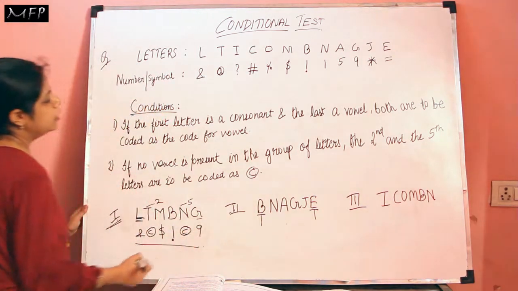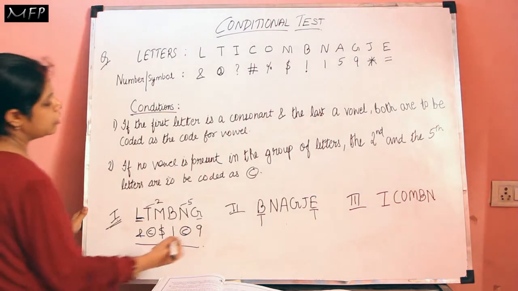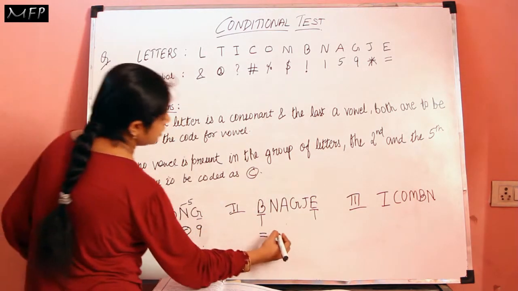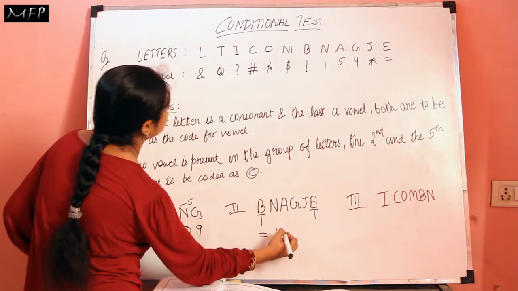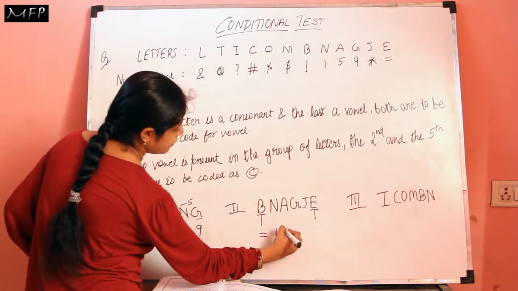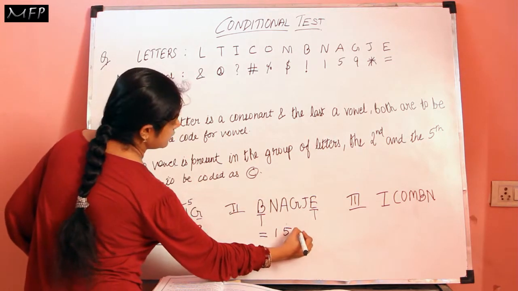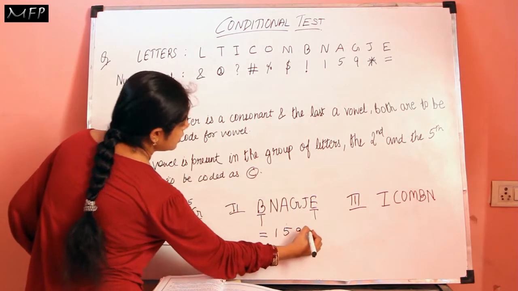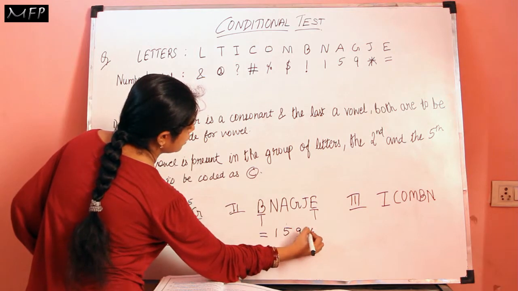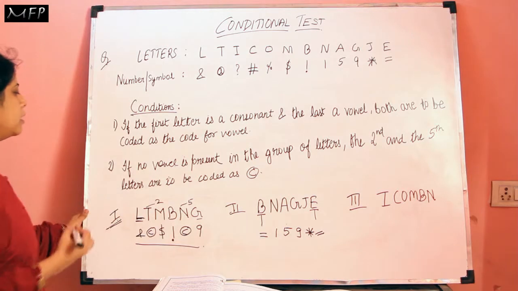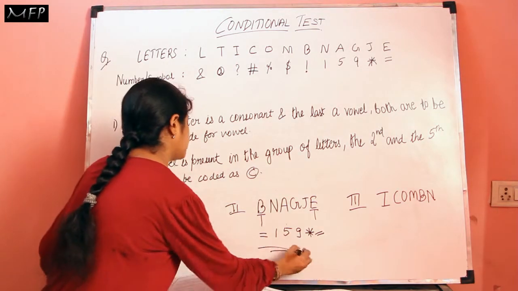So the code for E is equals to, okay, the code for N is 1. The code for A is 5. The code for G is 9. The code for J is asterisk sign. And the code for E will be equals to as given in the condition. Okay. So this will be the correct solution.